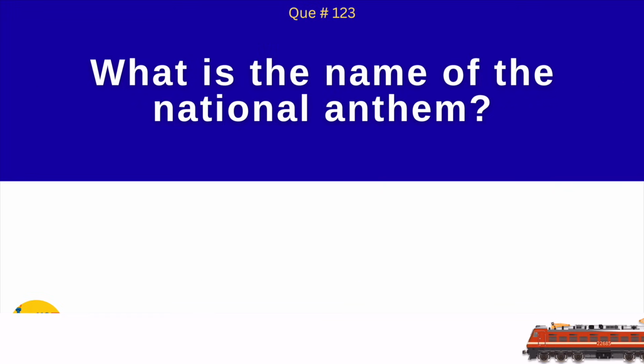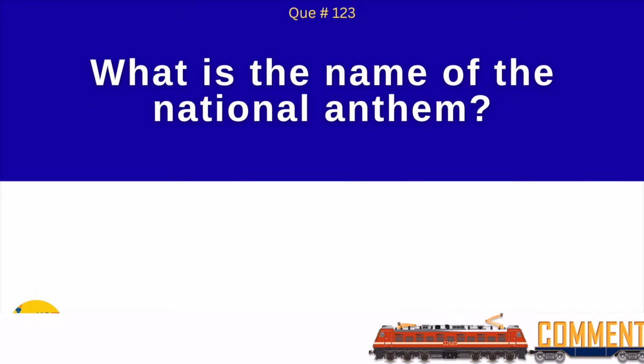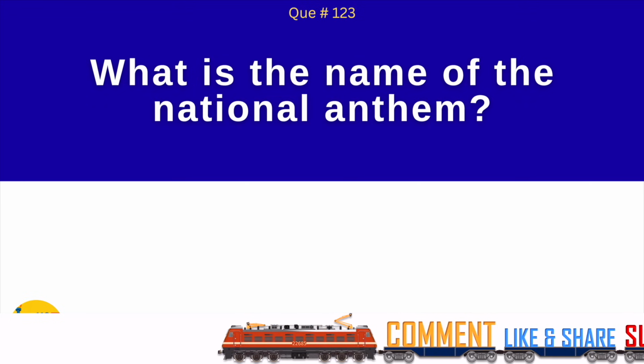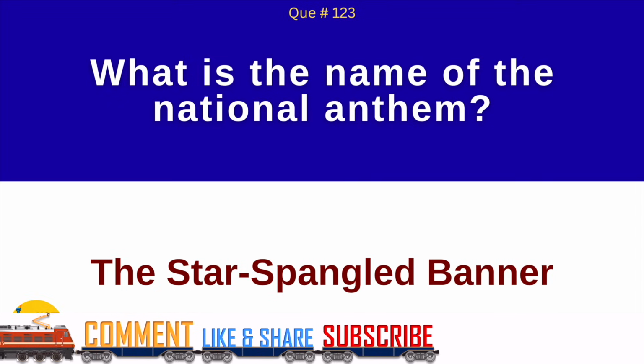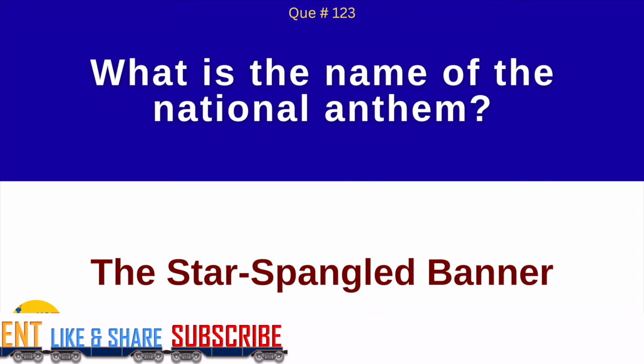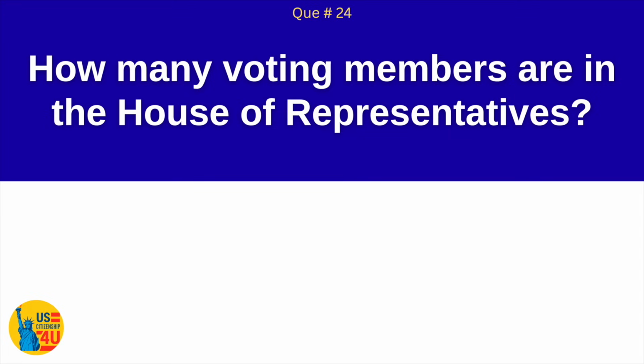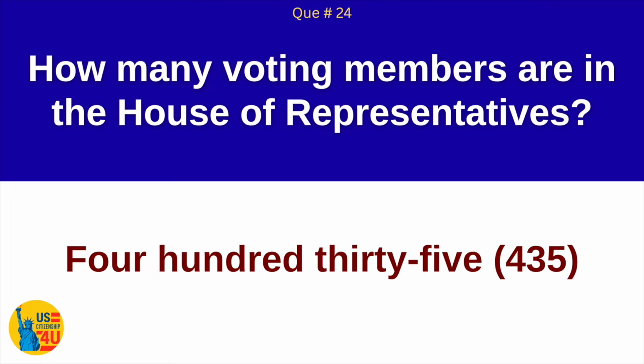What is the name of the national anthem? The Star-Spangled Banner. How many voting members are in the House of Representatives? 435.